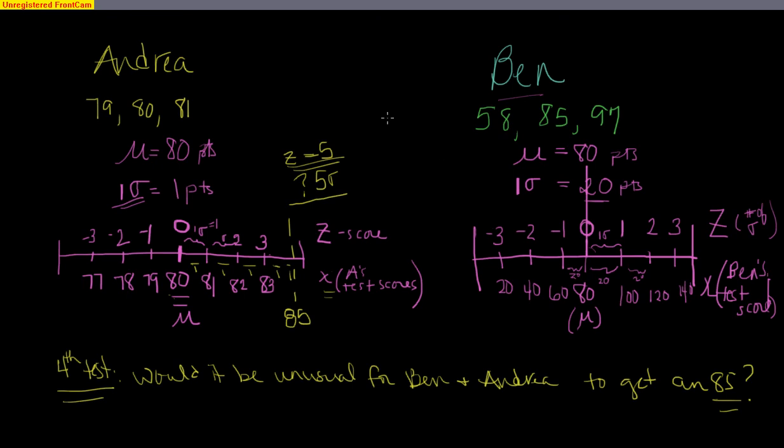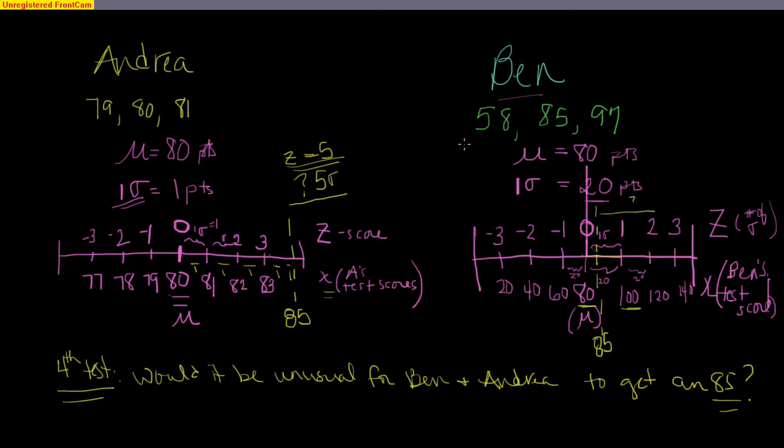Okay, let's go over here and do the same thing for Ben. Now, where is 85 for Ben? Okay, well, here's an 80, and here's 100. I know there's 20 points here. So here would be 10 points. So I'm going to say 5 must be right about here. Here's where his 85 is.